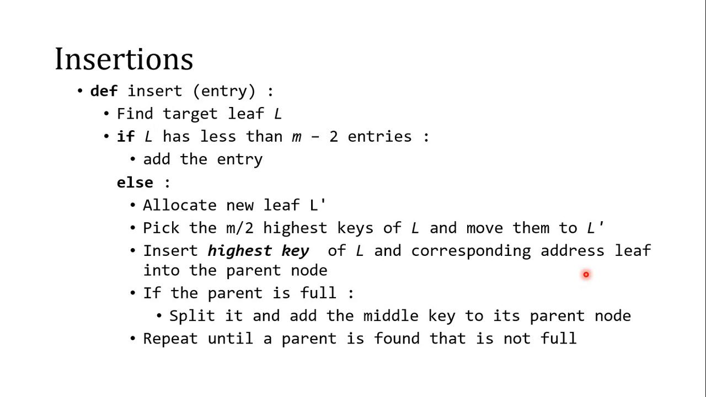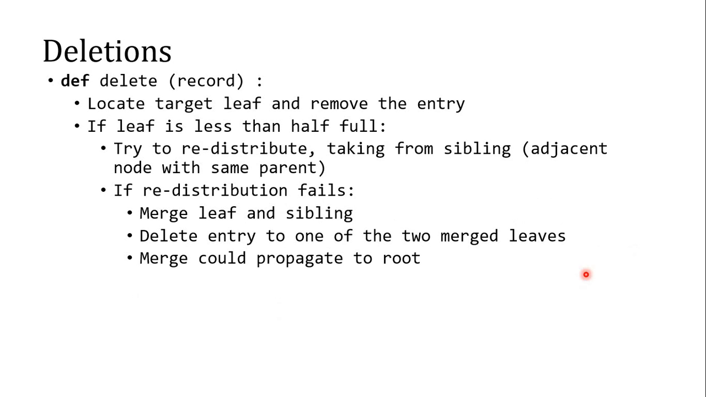So this is the algorithm for how we can insert into the B plus tree. If you just go through the algorithm, you can easily understand what it says. And this is the deletion of a record from a B plus tree. We want to see more details about the B plus tree in the next example.